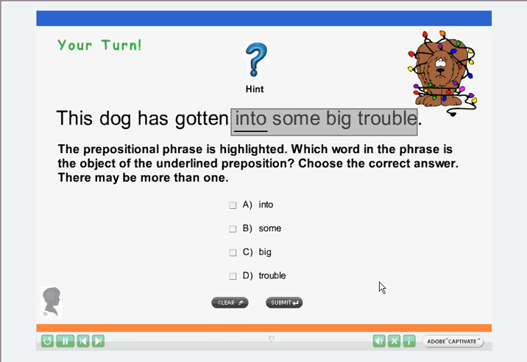The prepositional phrase, into some big trouble, has been highlighted. Which word in the phrase is the object of the underlined preposition? Choose the correct answer from the list. There may be more than one.